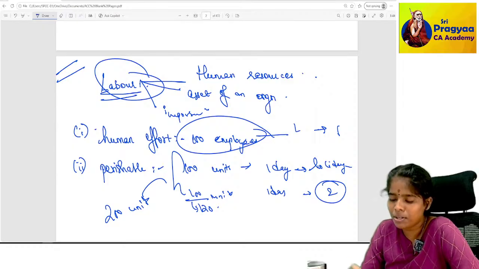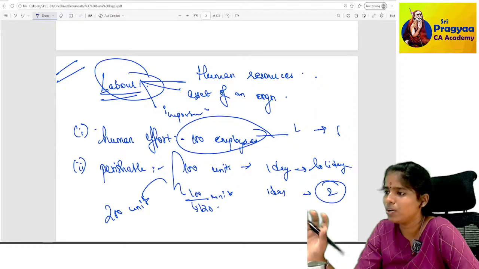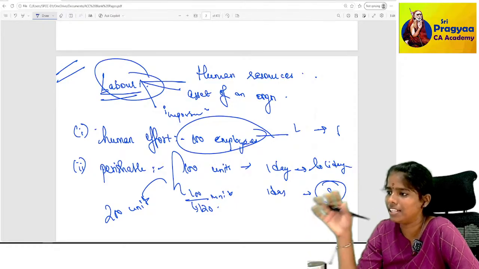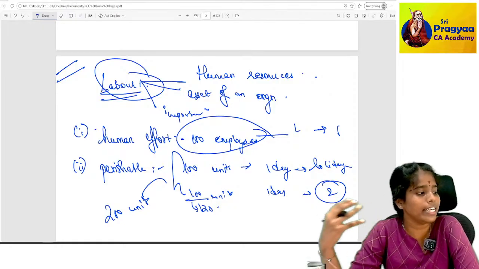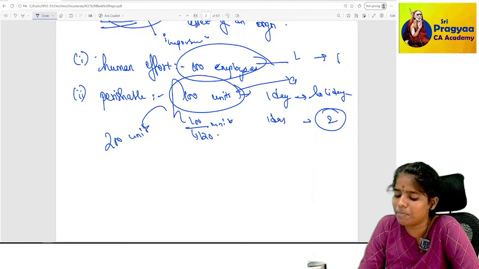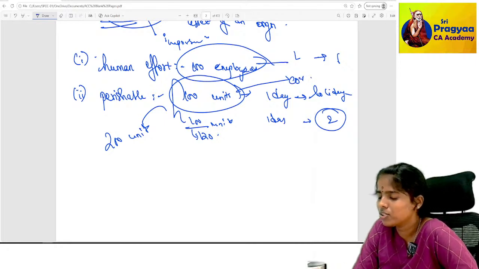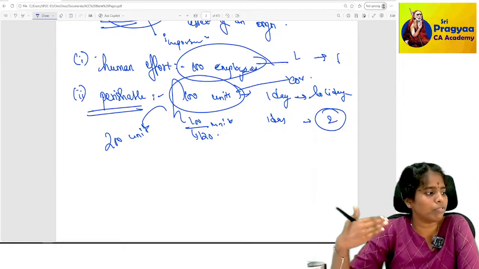I will not be able to store my work. Can I accumulate the work I did not do today and do it tomorrow? No. My energy will drop. The work to be done today can only be done today. I cannot store my energy and do it on the next day. If I am absent today, these 100 units are a loss for me, a loss for the company. Correct? So it is perishable in nature. It cannot be stored, accumulated and performed the next day.